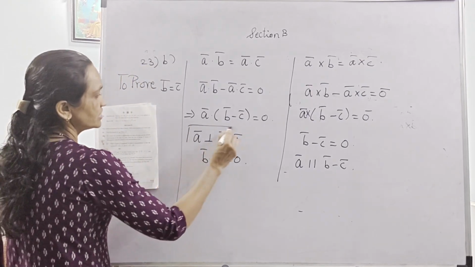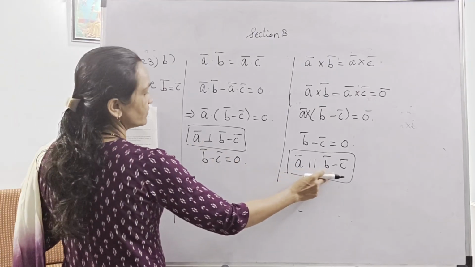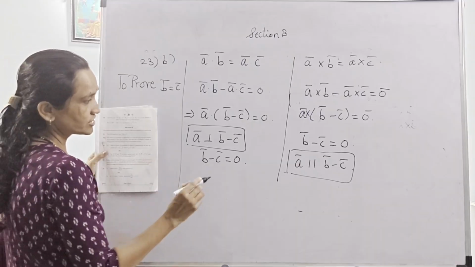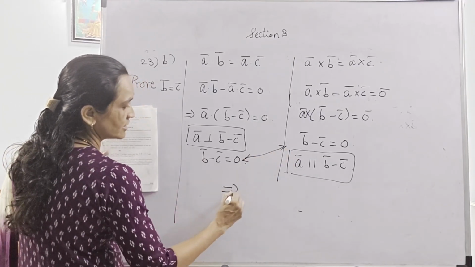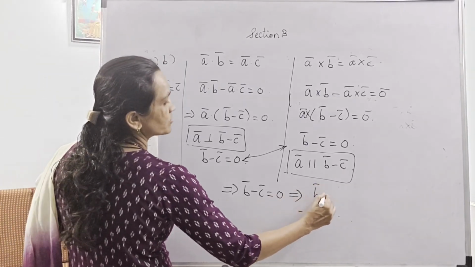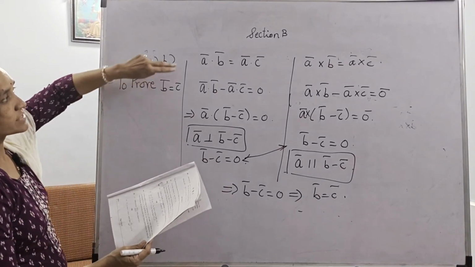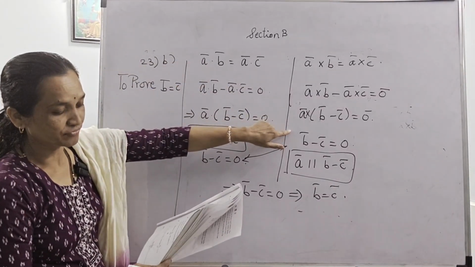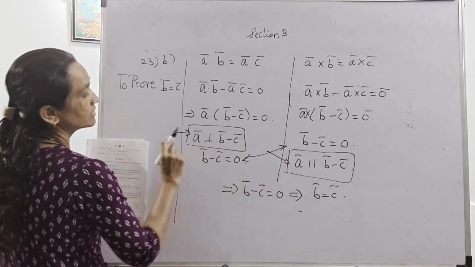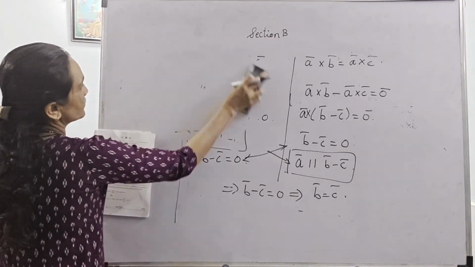Now these conditions are not possible at the same time. A vector cannot be perpendicular to B bar minus C bar and also parallel to B bar minus C bar, which is not possible. So the obvious condition is B bar minus C bar equals 0, which implies B bar is equal to C bar. So here both the concepts, dot product as well as cross product, are simplified and then the conclusion is made, since a vector which is perpendicular as well as parallel to the given vector is not possible.